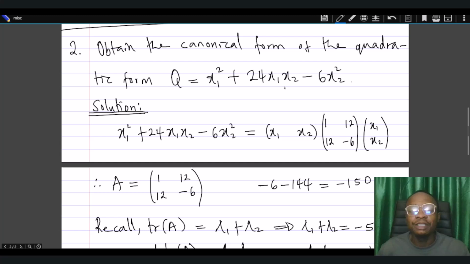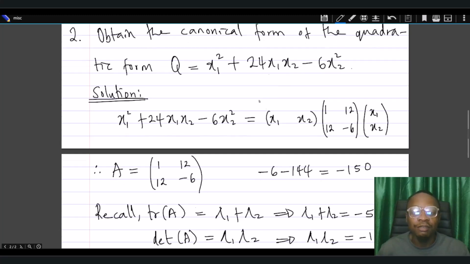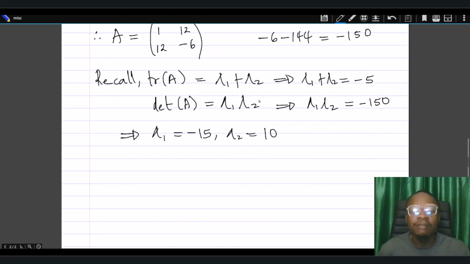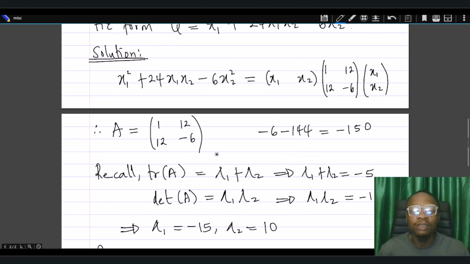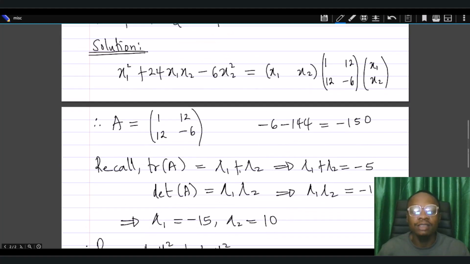So the canonical form of this quadratic form then is simply, so the canonical form, let's say that is P, okay, is simply going to be equal to lambda 1 multiplying, let's say y1 squared, we're just using another set of variables now, plus lambda 2 multiplying y2 squared, without the cross product terms. That is the equivalent canonical form.